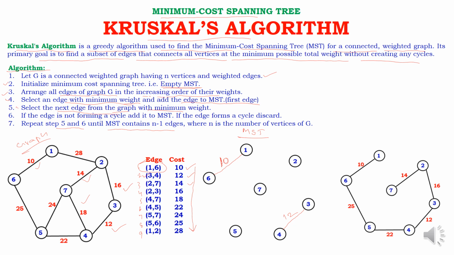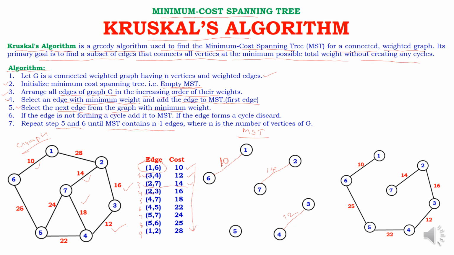Step 5, select the next edge. The next edge is 2 7 with weight 14. If you add 2 7 with weight 14, it is not forming any cycle. So you can add it. Then repeat the same process.